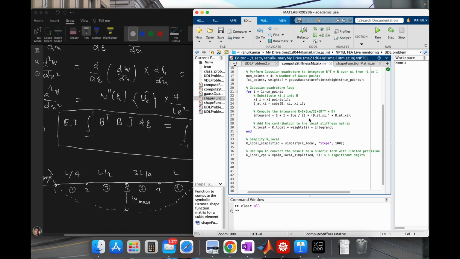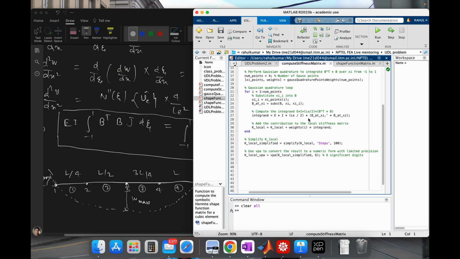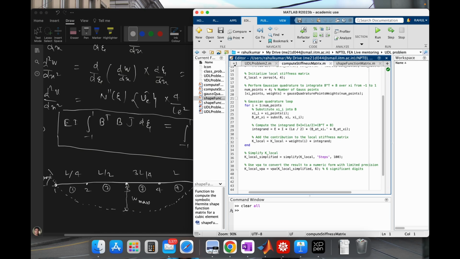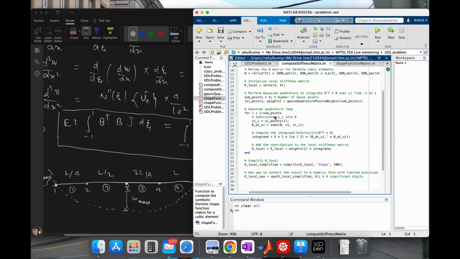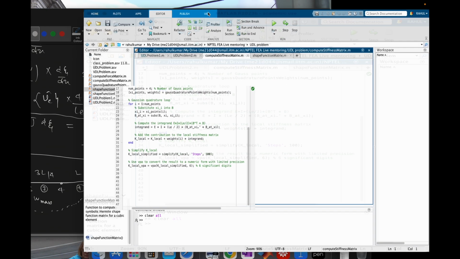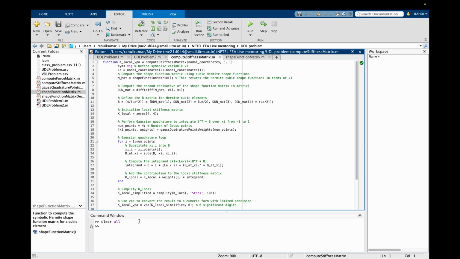Okay, and J is nothing but Le by 2 and B transpose B. After running each loop, it will be added to the zero matrix by using the Gauss quadrature integral. And we will see how this matrix will look if we run the code.